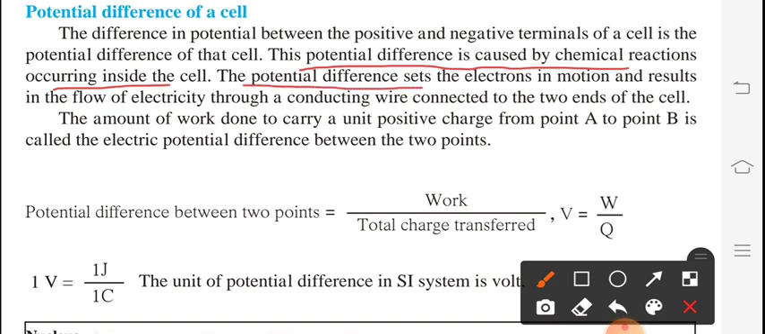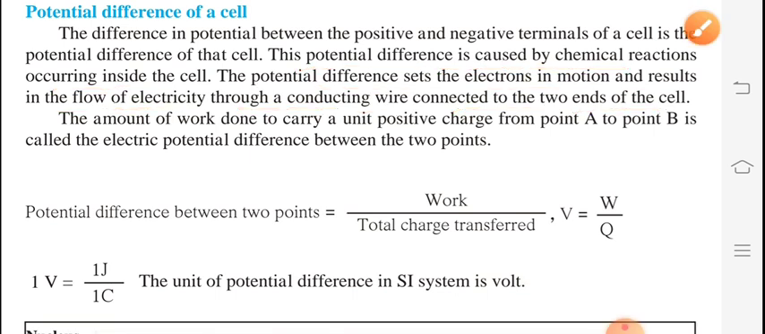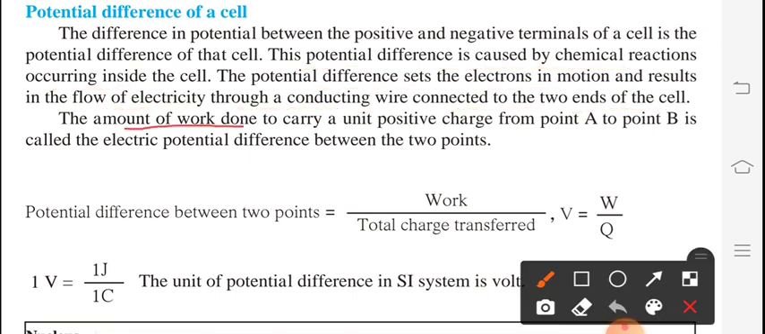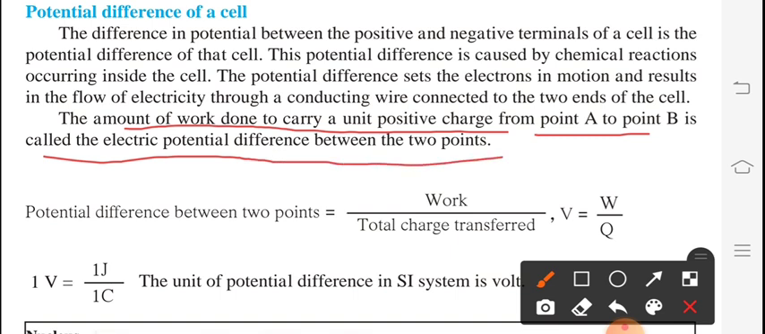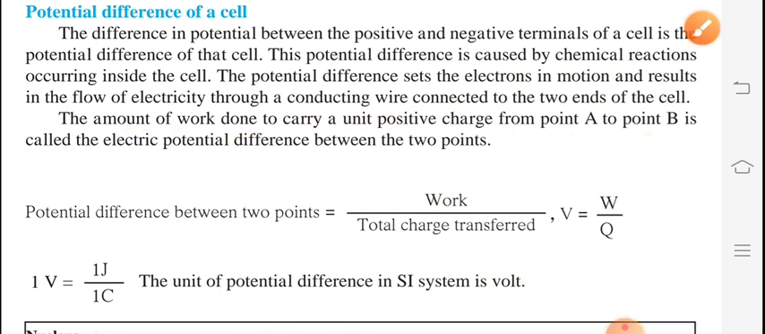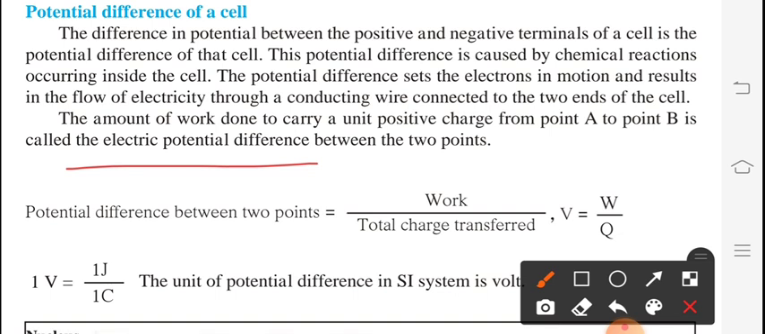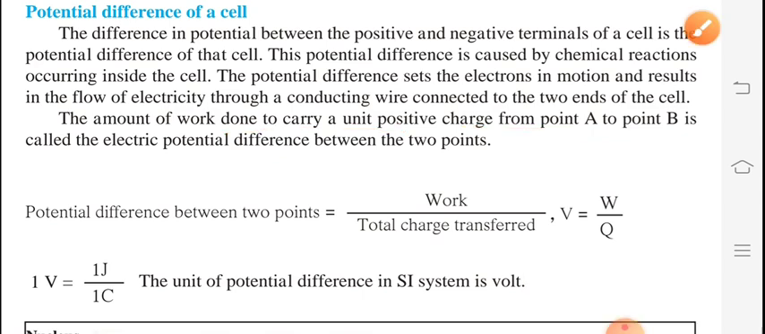The potential difference sets the electrons in motion and results in the flow of electricity through a conducting wire connected to the two ends of the cell. As we discussed with the rough diagram, the amount of work done to carry a unit positive charge from point A to point B is called the electric potential difference between the two points. What is the definition of electric potential difference? It is the amount of work done to carry a unit positive charge from point A to point B.